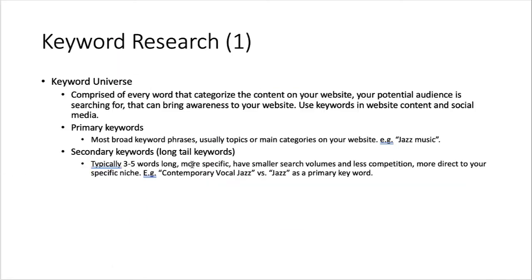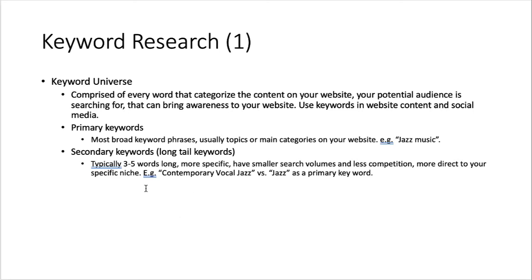Speaking of keywords, they are very important for search engine optimization. Therefore, we need to perform keyword research. The keyword universe refers to every word that categorizes the content on your website. It is what your potential audience is looking for, and it can bring awareness to your website. So we need to find those keywords. There are 2 kinds. First are the primary keywords. Those are broad keywords. They're shorter. They're main categories on your website, such as jazz music.